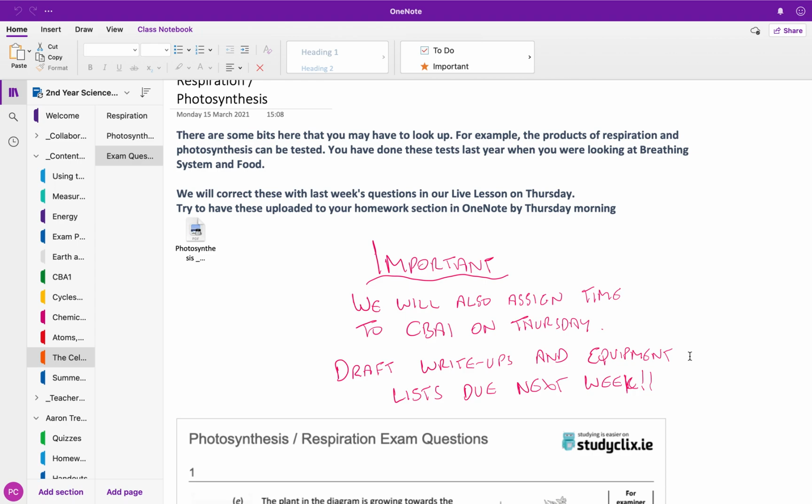So make sure you let me know what equipment and chemicals you need, so I can make sure that they're in the lab and I can order any bits that I need to order, so that they're there for you when you come back. So that's Thursday. On Thursday we're correcting the photosynthesis questions, we're correcting the questions below, and we're going to do our CBA.